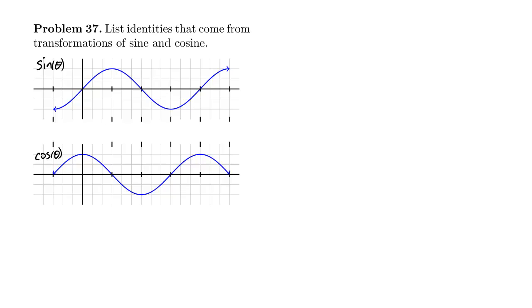The easiest one to see is in cosine. If you flip cosine horizontally, that is, if you reflect it in the y-axis, you'll get back to the original graph. Because of the symmetry about the y-axis, cosine of any angle theta is equal to cosine of the negative of that angle. A horizontal reflection doesn't change the graph.